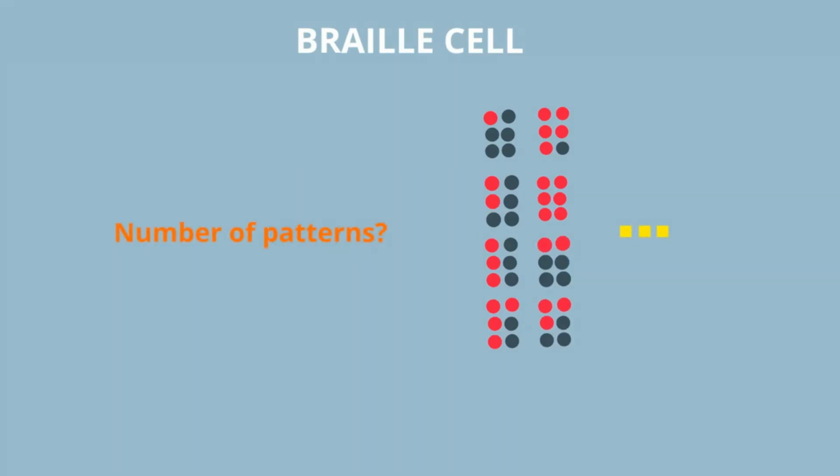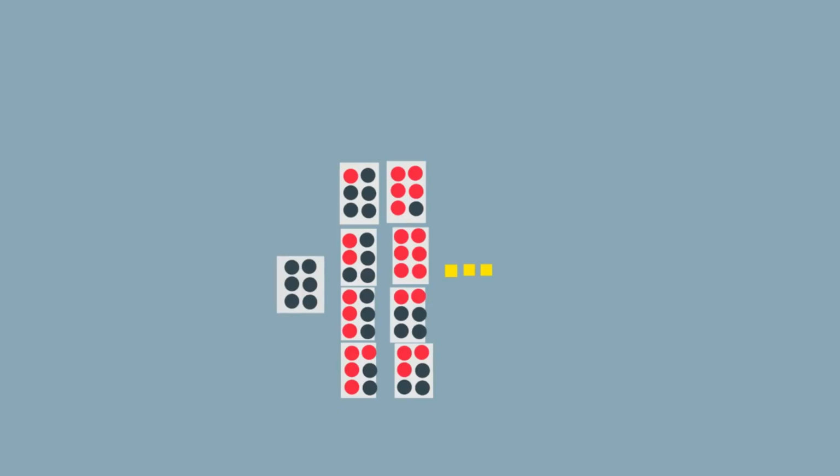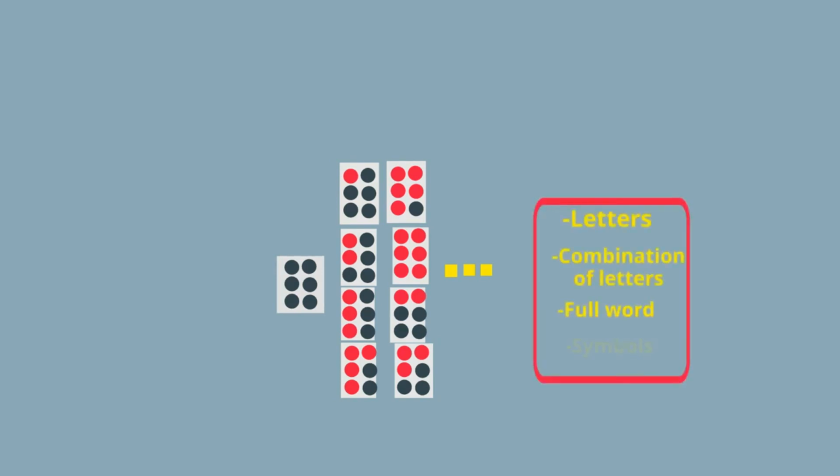There are a total of 63 dot patterns that can be formed. If we assume no dot raised to be one pattern, then there are 64 patterns that can be formed. Each dot pattern can represent letters, a combination of letters, a full word or some symbol. Here's a list of combinations of dots representing the things mentioned above.